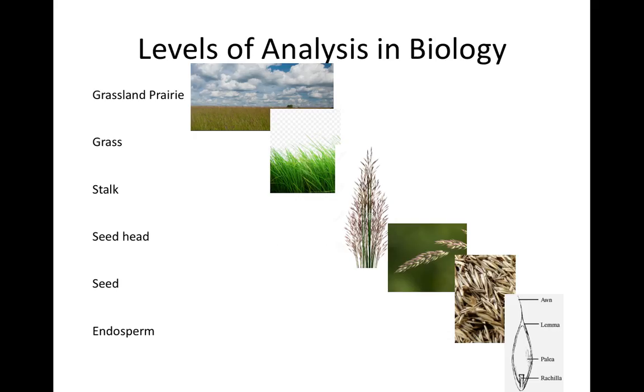So we know about levels of analysis in biology. For example, there are biologists that study grassland prairies. There are biologists that study the grass. There are biologists that study the form of grass, or the stalks and the mechanisms and the structure of grass. There are grassland ecologists, and biologists that study just the seed head.